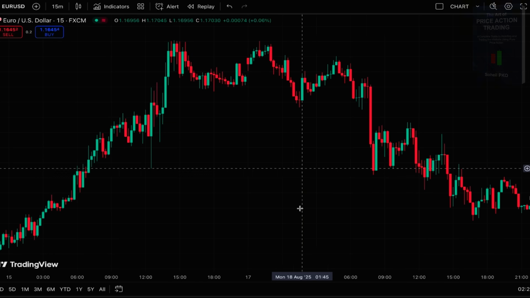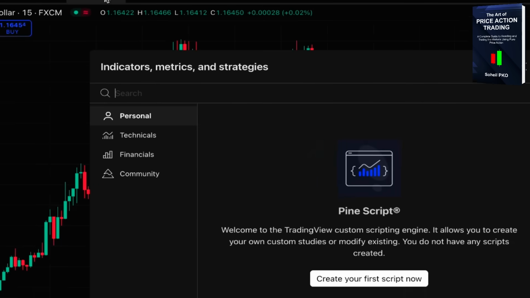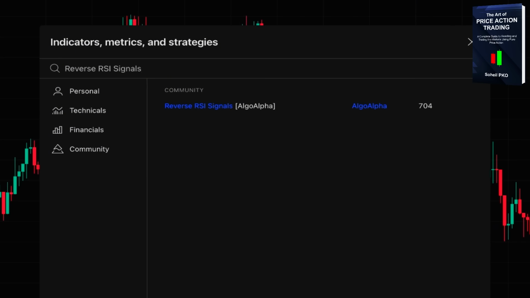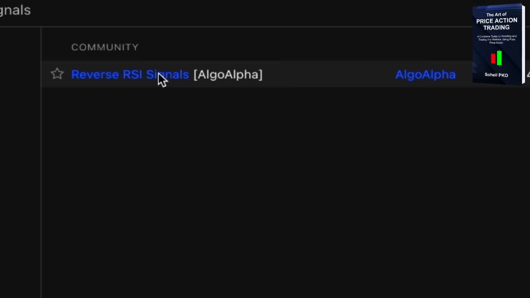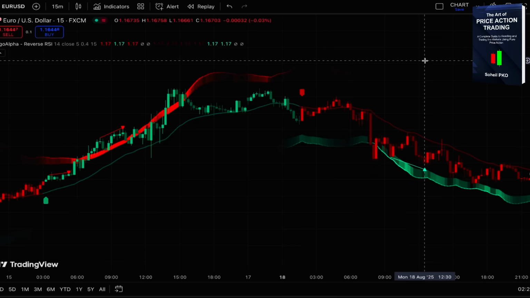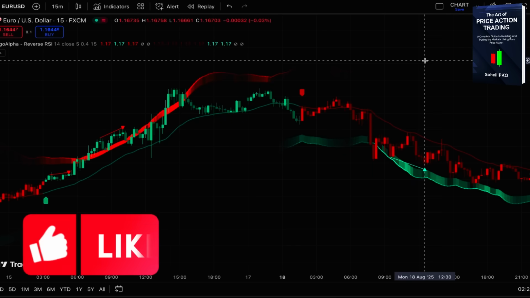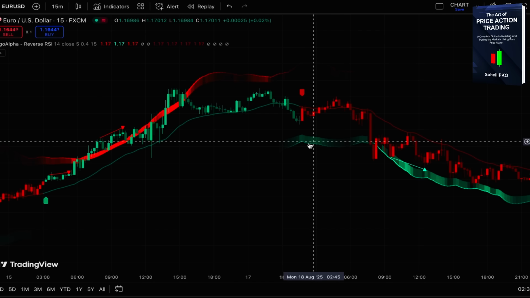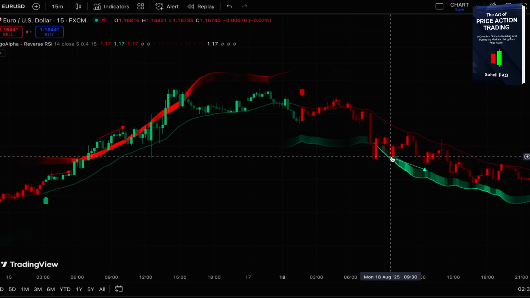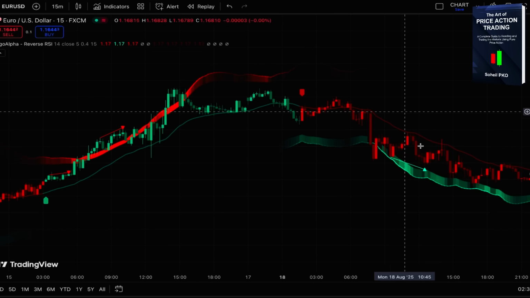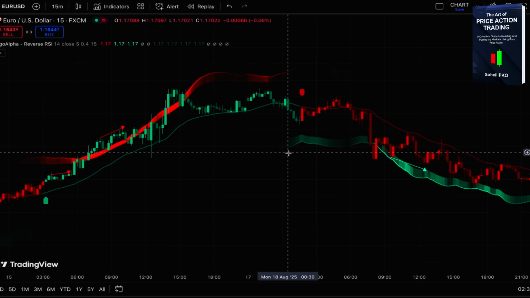On the TradingView platform, here we click on indicators and we search reverse RSI signals. This one, which is a new indicator from Algo Alpha. In this indicator, with an innovative method, RSI values are inverted back into price levels and they are overlaid on the price chart, as you can see. So instead of having RSI here below the chart, we have dynamic bands directly on the price chart, and it is further enhanced with super trend filter and divergence detection.